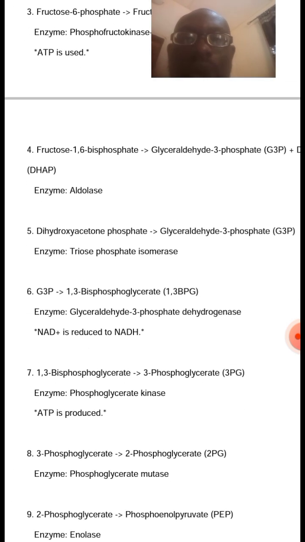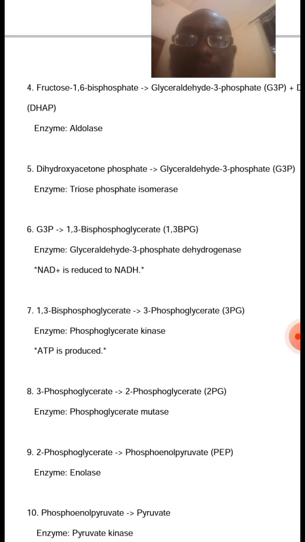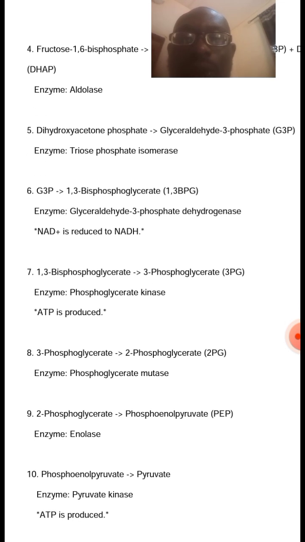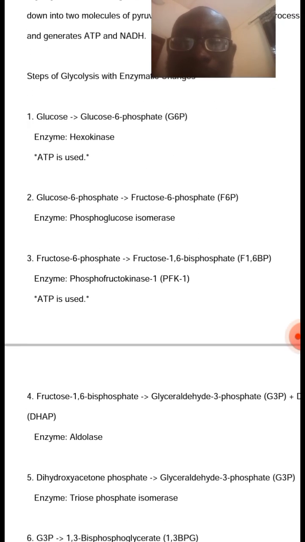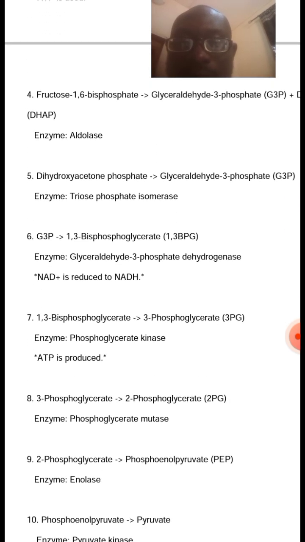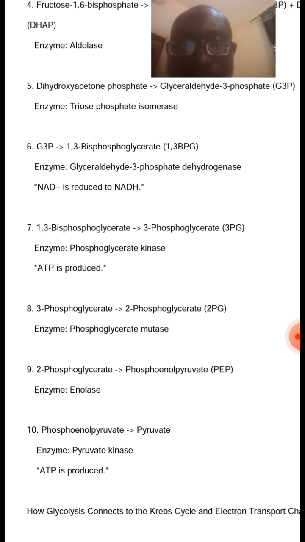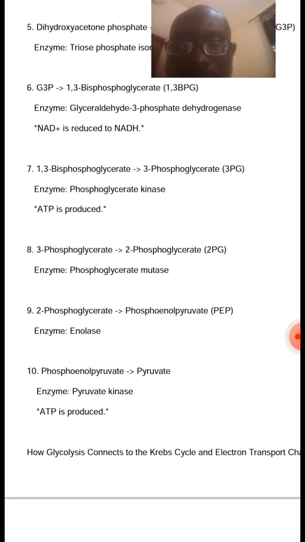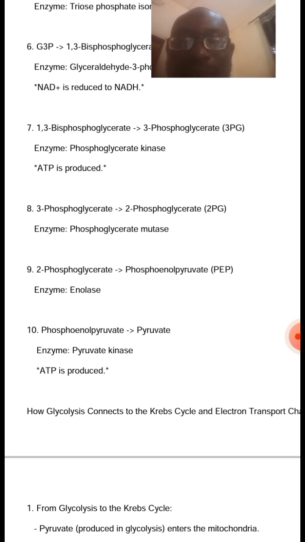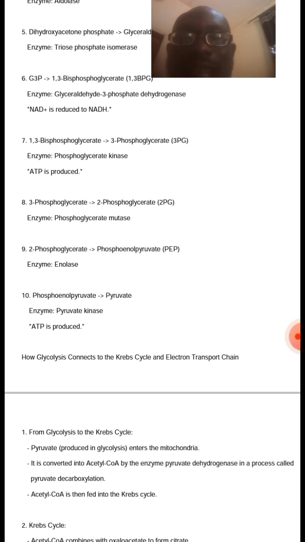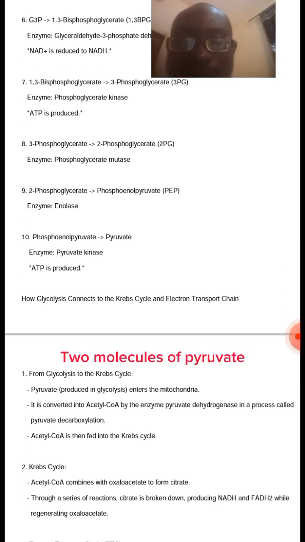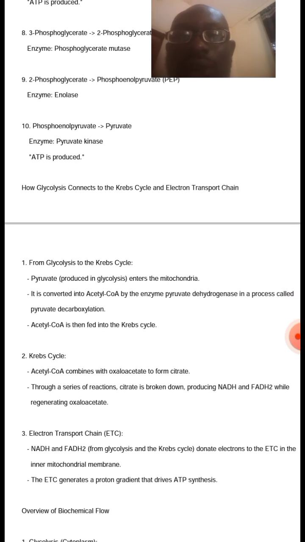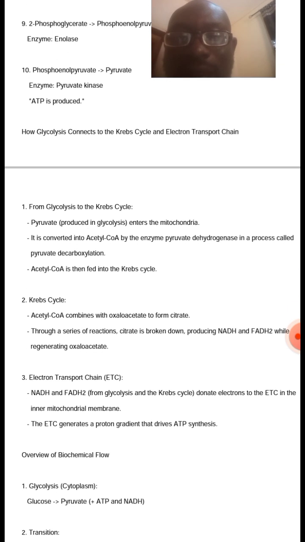So I don't want to bore you with all these reactions, but just know that there are 10 steps, and you can go through each of those steps. Like I told you before, I want you to tell me where ATP is used. ATP is used in step 1, right? Step 3. In step 7, ATP is produced. Then in step 10, ATP is produced. So the end is that you are going to have your 2 molecules of pyruvate after the 10th step of glycolysis. And it is those two molecules of pyruvate that will enter into the Krebs cycle.